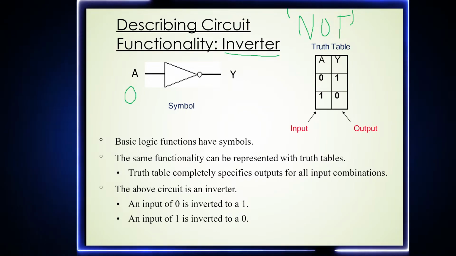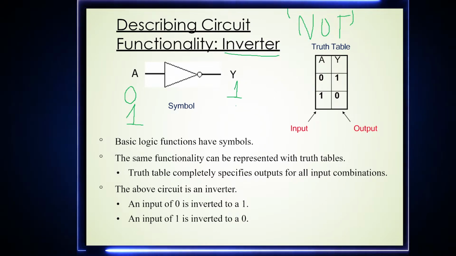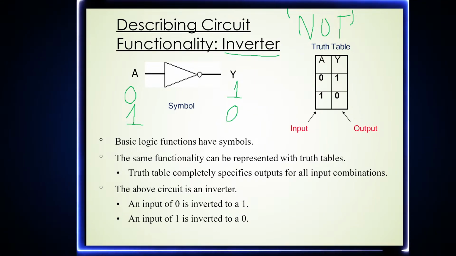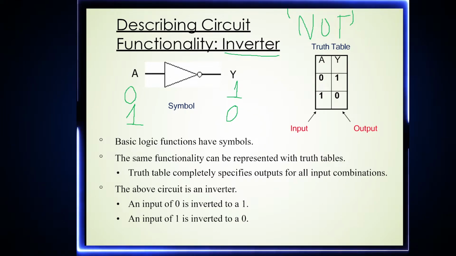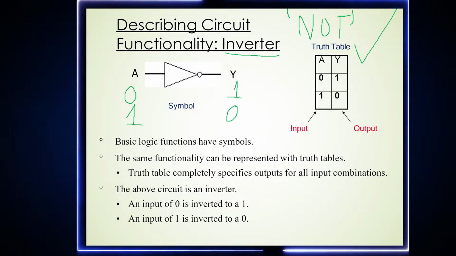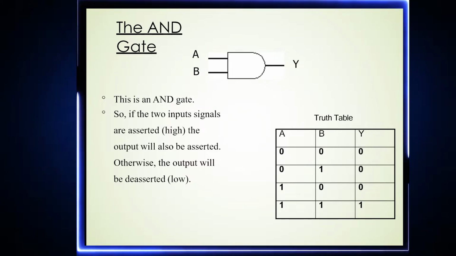Whenever the input given is 0, the corresponding output will be 1, and whenever the input given is 1, the corresponding output will be 0, right? It's a very simple circuit. It's called an inverter, and this function is called the NOT function. This is the truth table that you need to remember, and this is the symbol that you need to remember. Now let's move on to our next function.